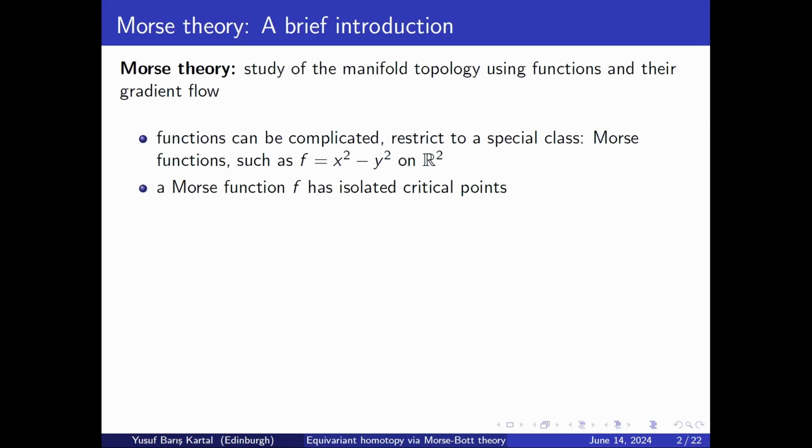And a Morse function is characterized by two properties. One of them is that it has isolated critical points, and the other one is that near the critical points, the function in some coordinate system looks like this: some constant plus or minus x1 squared plus or minus x2 squared, plus or minus, up to xn squared, where n is the dimension here.